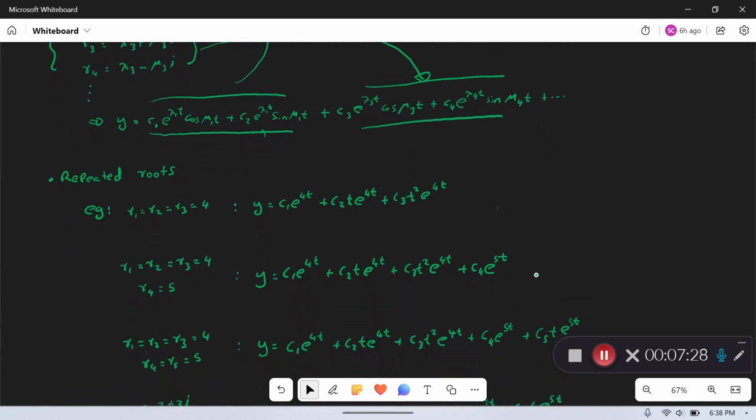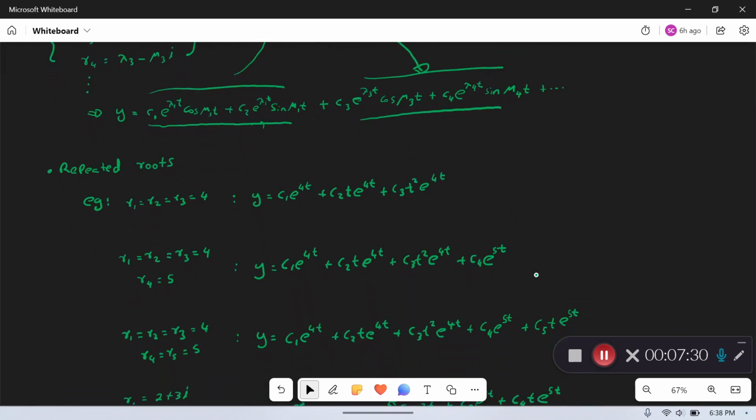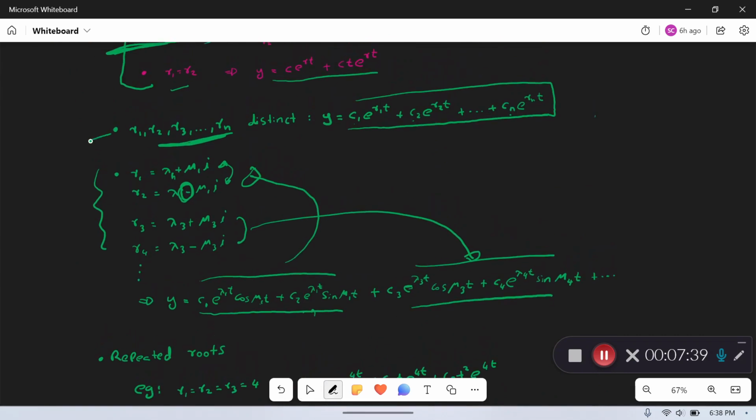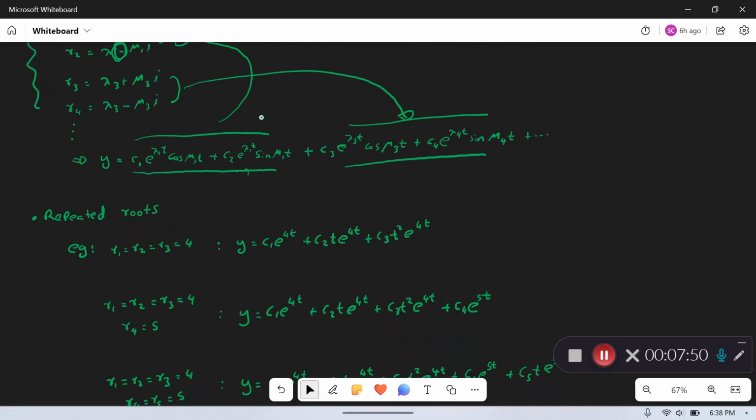Then this is the part where sometimes people get confused. This is the case where you have repeated roots. Now in my previous two examples, I just used some general terms like R1, R2, R3, and Rn. But to explain the repeated roots, I am choosing some direct examples where I include values for these roots.